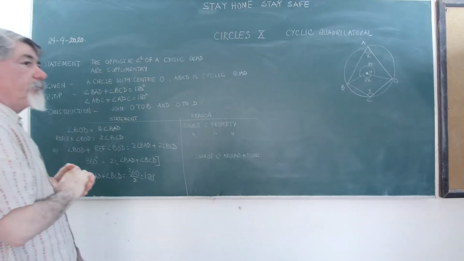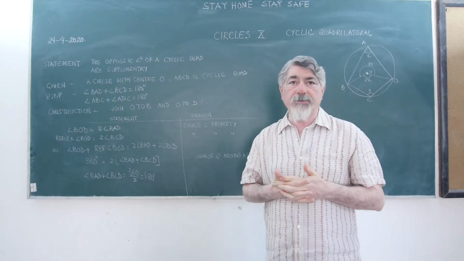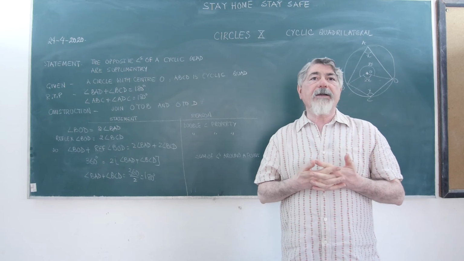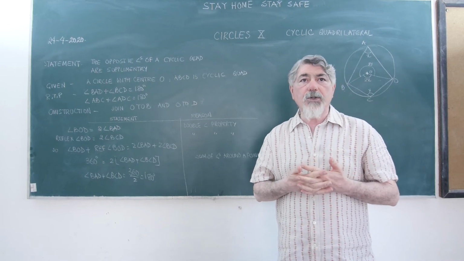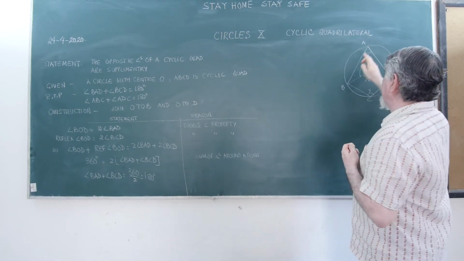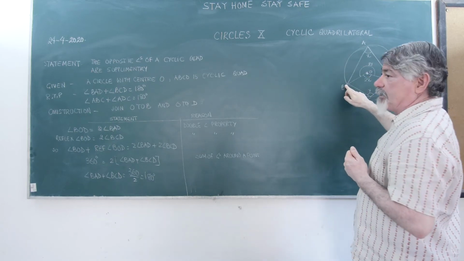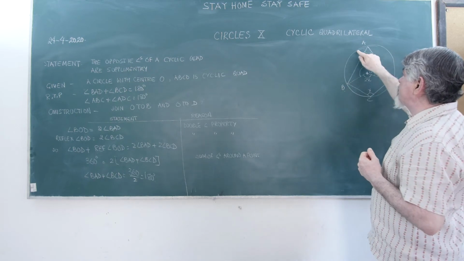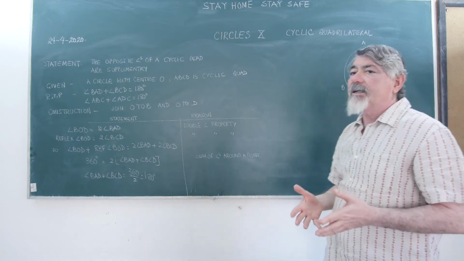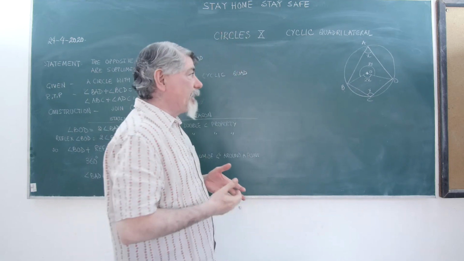Okay. Next theorem in this series is about cyclic quadrilateral. What is a cyclic quadrilateral? You know what a quadrilateral is. A figure bounded by 4 straight lines is called a quadrilateral. When we attach the word cyclic to it, in a circle, if a quadrilateral is drawn so that its vertices are lying on the circumference of the circle, or a quadrilateral inscribed in a circle, is called a cyclic quadrilateral.